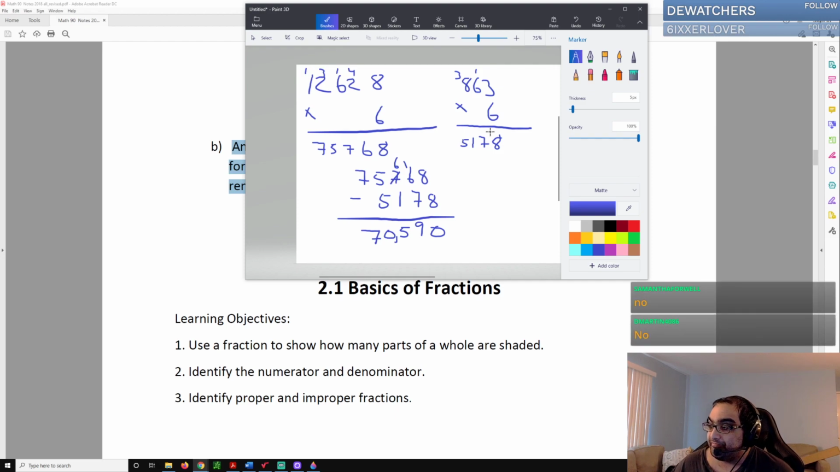Okay. Now, in addition to the test being due on the 22nd, the Chapter 1 homework is also due that day as well.